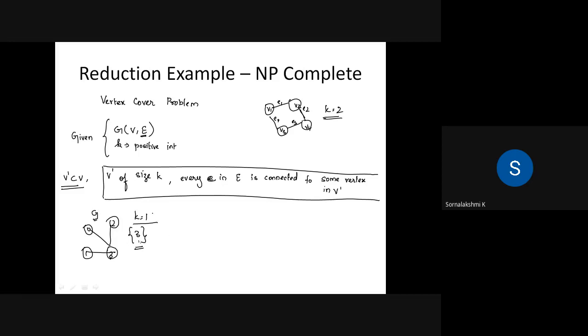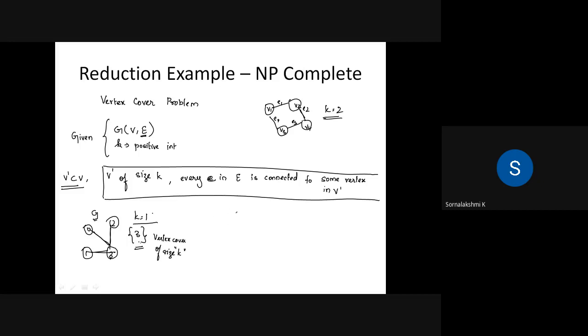So 3 is a subset of V, fine. And from 3, every edge connects to at least one of the vertices in this subset, right? So every vertex connects to 3. So 3 is a vertex cover for this given graph. So given a graph and k, you should be able to find this vertex cover of size k. That is very important. K also is given to you.